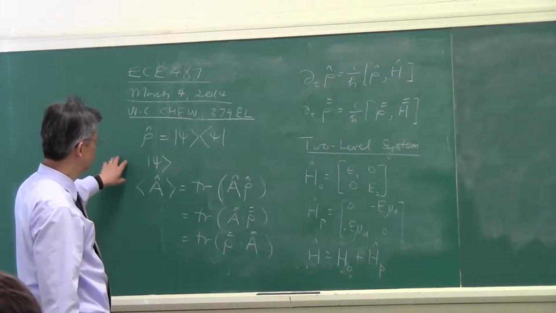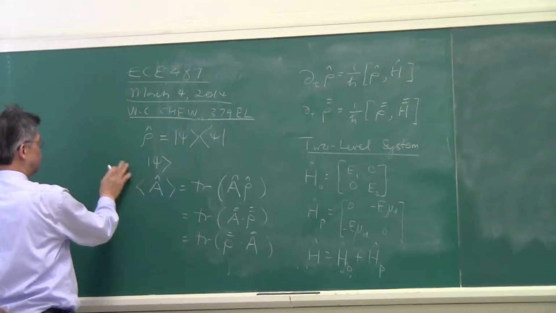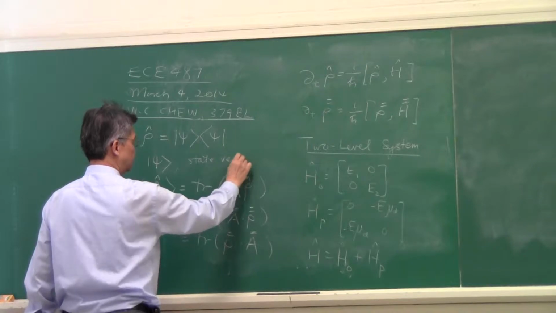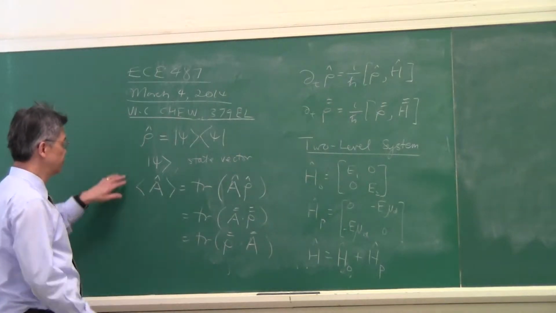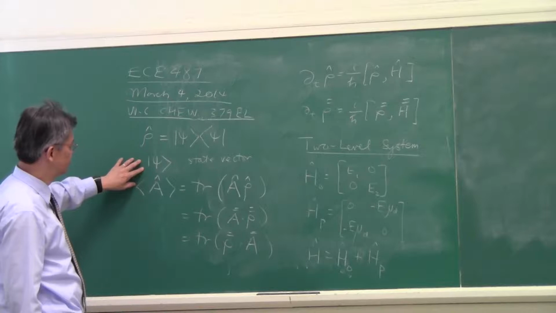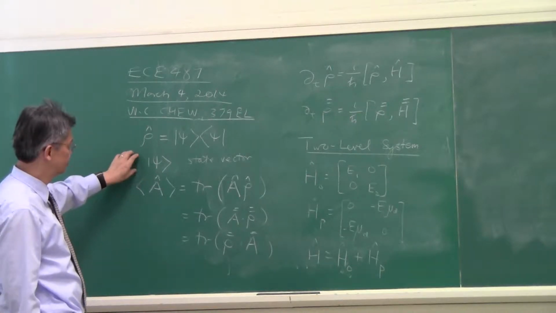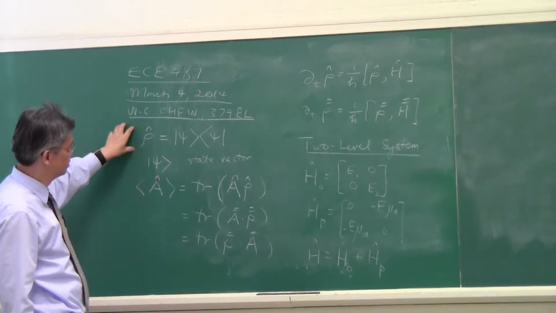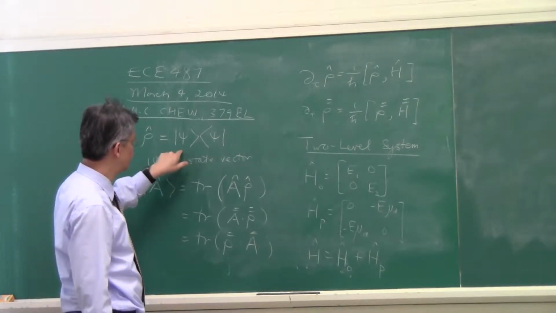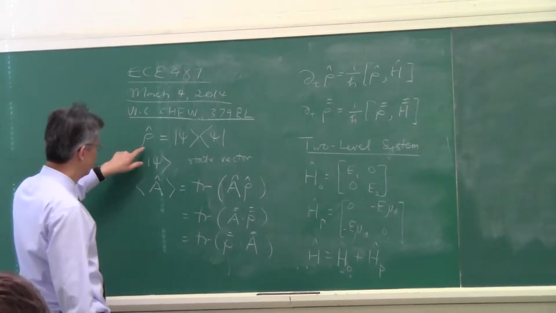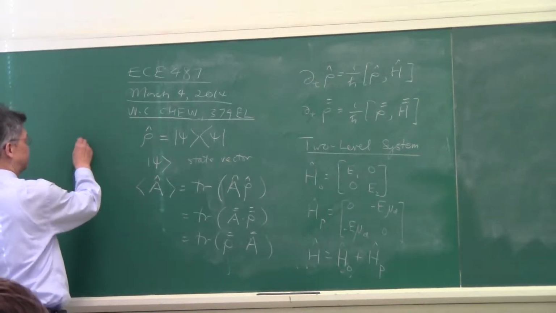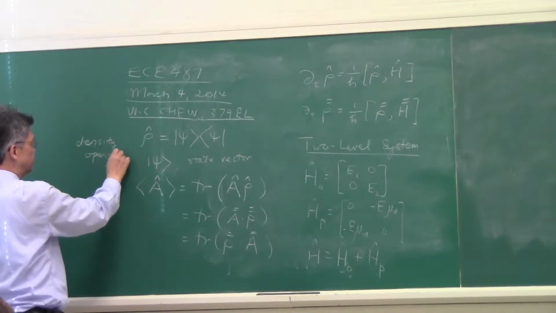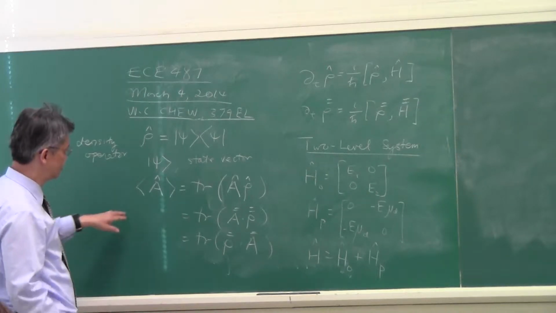We learned that if you have a quantum system, you use a state vector or state function to describe the state of the quantum system. But there's an alternative. Instead of describing the state of a quantum system by a state vector, you can also define this quantity, which is the outer product between two state vectors, and form what is known as the density operator. Once you know the density operator, or density matrix, you know the state of the quantum system.